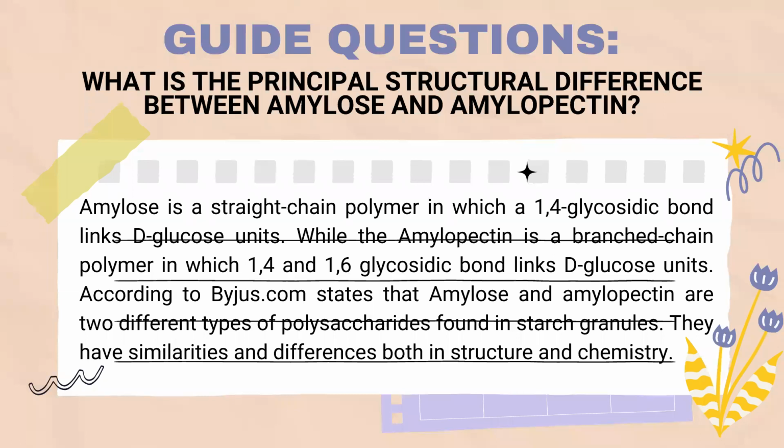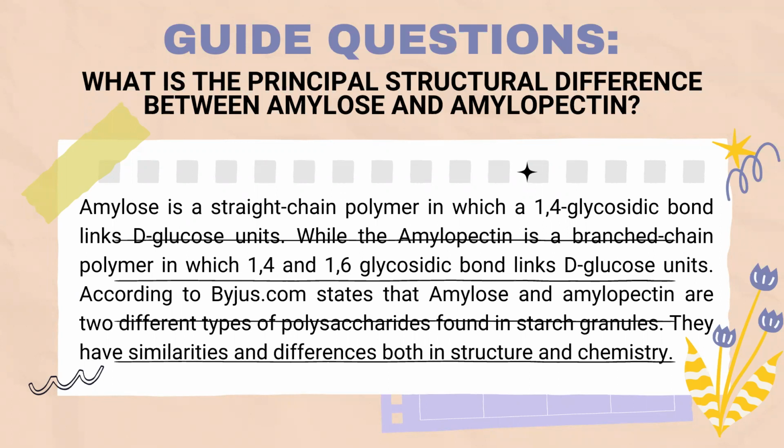Sige. For question number 2, what is the principal structural difference between amylose and amylopectin? Amylose is a straight chain polymer in which 1,4 glycosidic bonds link the glucose units, while amylopectin is a branched chain polymer in which 1,4 and 1,6 glycosidic bonds link the glucose units.